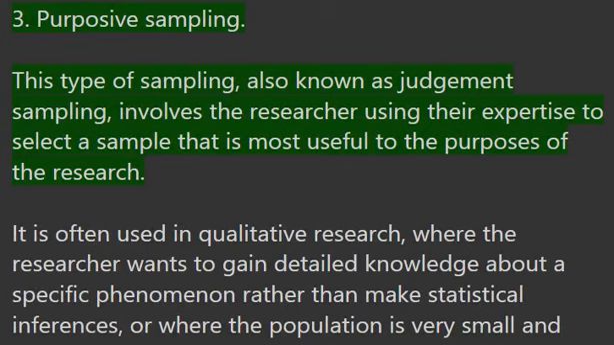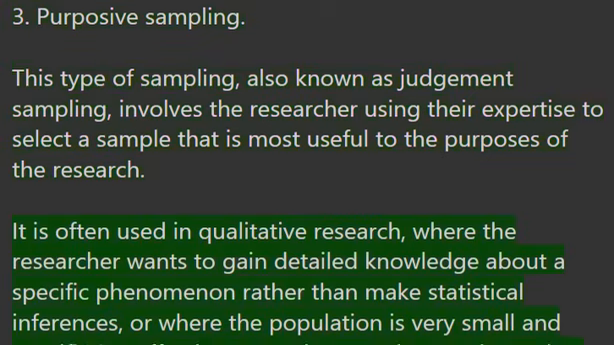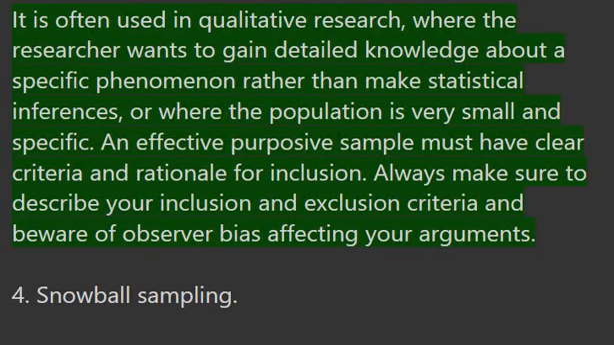3. Purposive sampling. This type of sampling, also known as judgment sampling, involves the researcher using their expertise to select a sample that is most useful to the purposes of the research. It is often used in qualitative research, where the researcher wants to gain detailed knowledge about a specific phenomenon rather than make statistical inferences, or where the population is very small and specific. An effective purposive sample must have clear criteria and rationale for inclusion. Always make sure to describe your inclusion and exclusion criteria and beware of observer bias affecting your arguments.